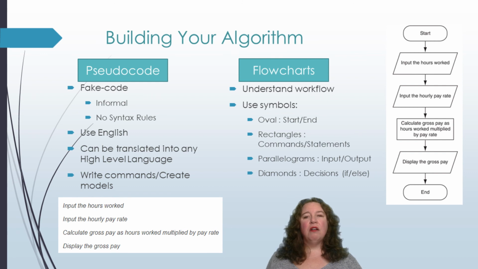And then our commands are going to be in rectangles. So that's the calculate the gross pay. That's just going to be a statement that you're going to write to calculate it. And then we're going to display our gross pay, which is an output. And then again, an end. If we're going to have a decision, which we're going to do if and else in a couple of chapters, those would be in diamonds. So rectangles on their sides, squares on their side, diamonds.